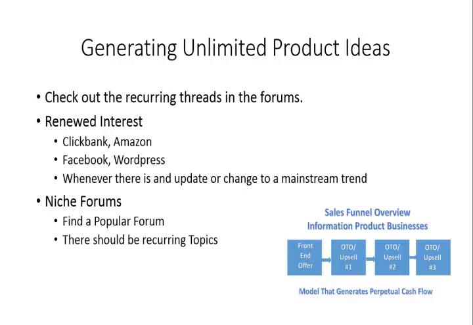Look for anything that indicates renewed interest. So in other words, think about broad topics within marketing or within the internet world. When you think about ClickBank or Amazon or Facebook or WordPress, anytime that there's a major change in a mainstream trend inside of internet marketing in particular, then there's going to be renewed interest. Well, what does this mean to WordPress? What does this mean to those of us who do business on Amazon or Amazon Kindle? What does this mean for those of us who do business on Facebook?